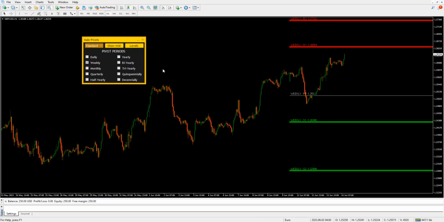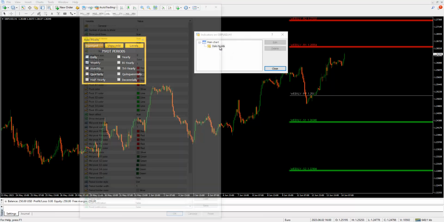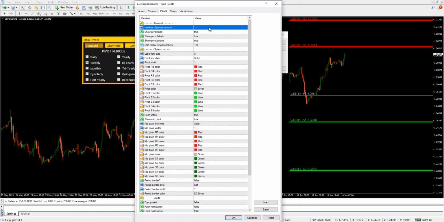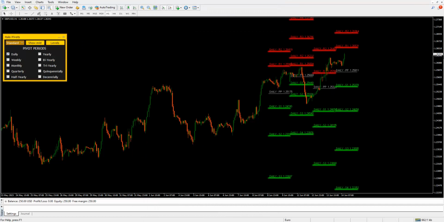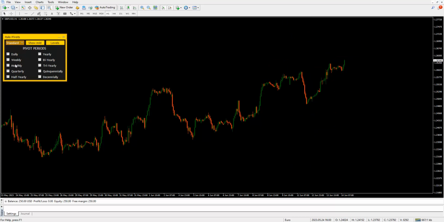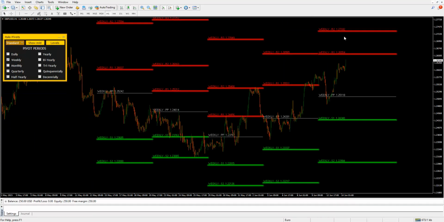Now I will show you the inputs. Here, indicators list, Italo Pivots. Here you have general, number of pivots to show on chart. Here I put 1. You can increase the number, 5 for example. You see 5 days of pivot points in daily, weekly. Take a look. 1 week, 2 weeks, 3 weeks, 4 weeks, 5 weeks.